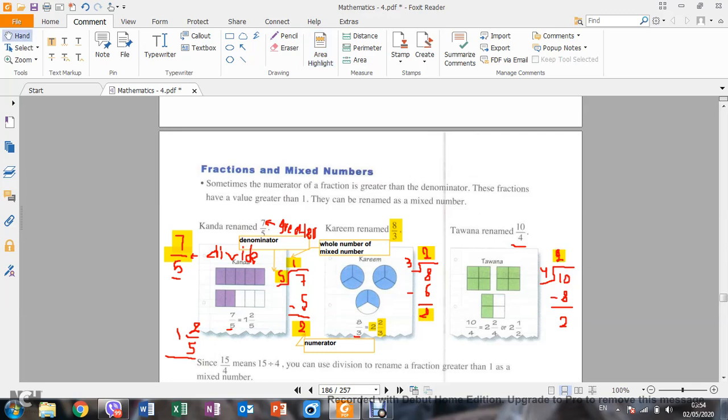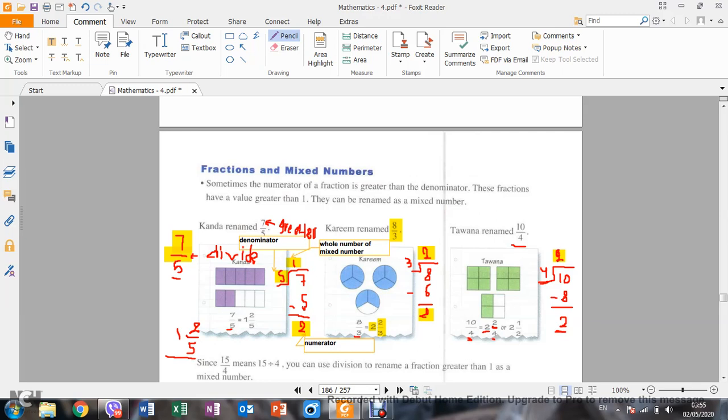Our whole number is 2. The remainder is 2 again, which means our numerator is 2. The denominator doesn't change, it's the same 4 from our equation. So now we have 2 and 2/4.